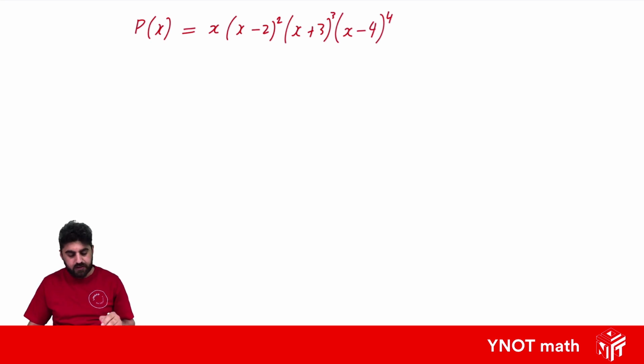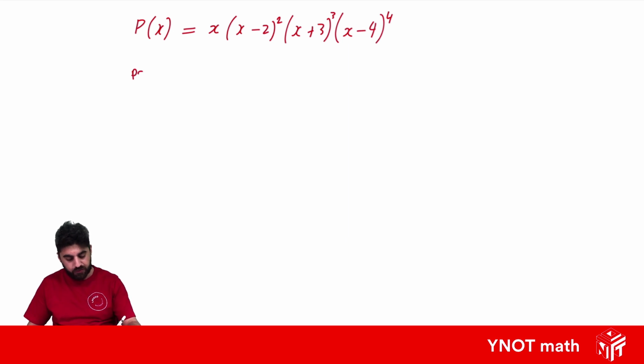Now, for each factor, we have to look at its power. And there's certain rules with powers. So when there's no power, obviously that means a power of 1. And here, this factor has a power of 2, this one a power of 3, and this one a power of 4. And we're going to look at certain rules when we have those powers.